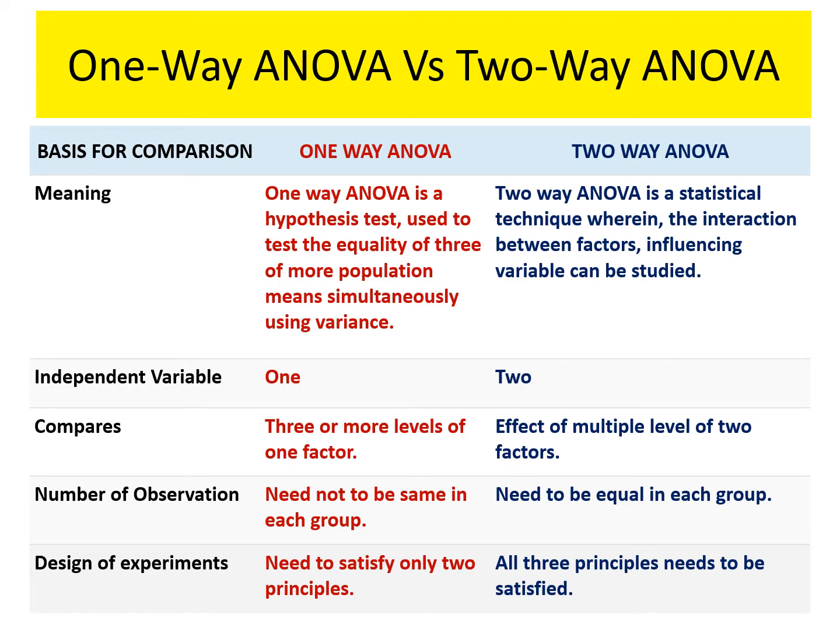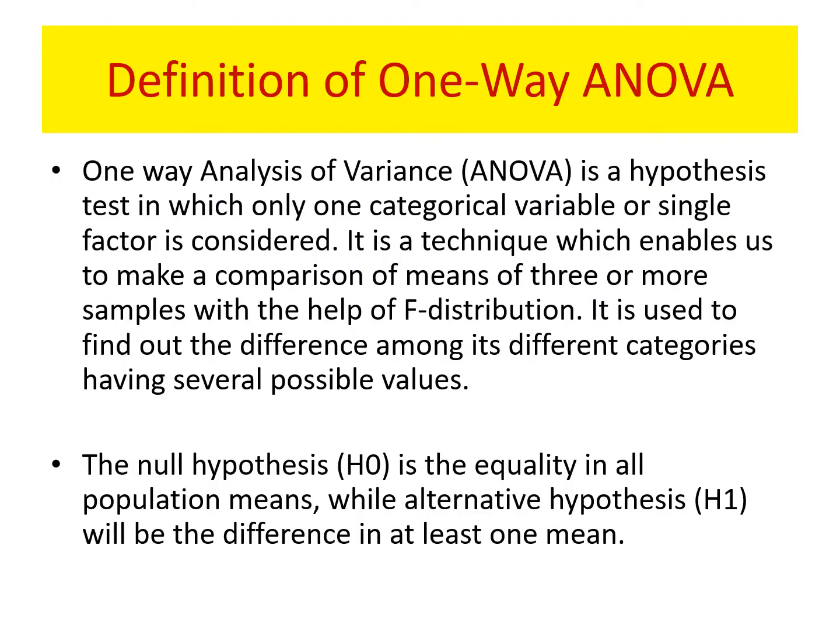But for two-way ANOVA, all three principles need to be satisfied in the experimental design. This time, let's further define one-way ANOVA. One-way analysis of variance is a hypothesis test in which only one categorical variable or single factor is considered. This is a technique which enables us to compare means of three or more samples with the help of the F distribution. And that's why we test the hypothesis using the F test, no?